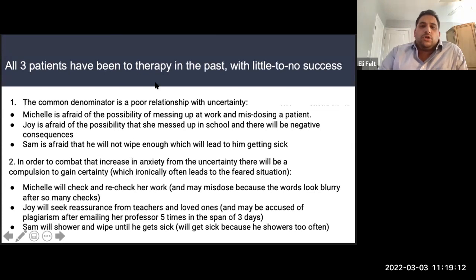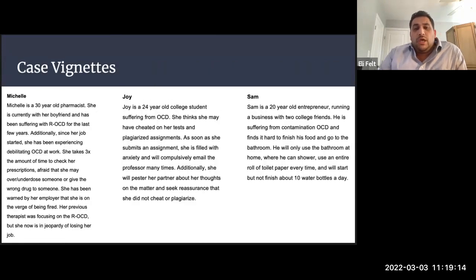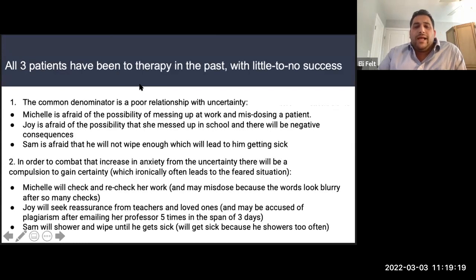So I want to show you how all these 3 patients present very differently, right? And if you look at them, they all look totally different. But in reality, there's one thing that strings everyone together. I think this is the key when it comes to setting up exposures and doing good ERP. And that is that each patient has a poor relationship with uncertainty.